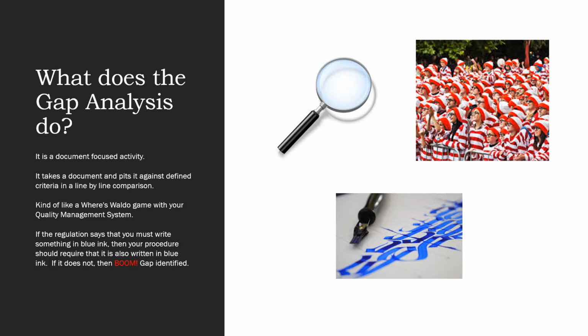Now, when I say document, the document could be a procedure, and in fact, many regulations contain wording along the lines of the manufacturer shall implement and maintain procedures on something or other. It could be corrective action processes, shipping, incoming inspection, something like that. But it's kind of like a Where's Waldo game with your quality management system. And if the regulation says that you must write something in blue ink, then your procedure should require that it is also written in blue ink. And if it doesn't, well, boom, gap identified.